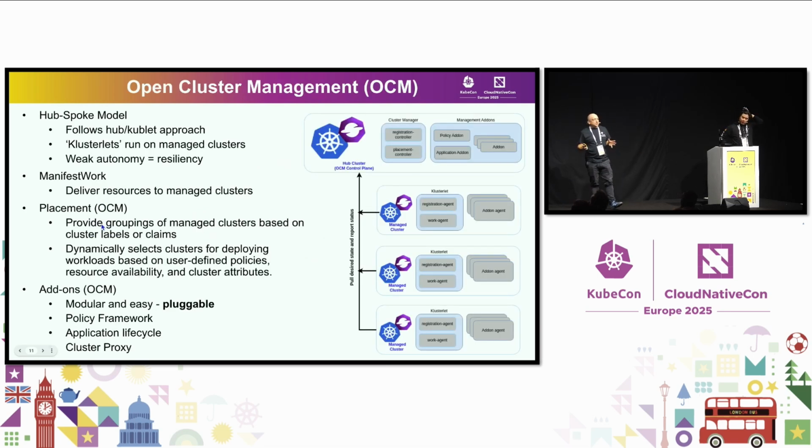What is Open Cluster Management? Very high level, obviously we could go much deeper, but it's a hub and spoke model deployment, right? So we follow the hub and kubelet approach. They name them clusterlets, which I thought was cute. It's something that runs on the managed clusters, and it gives us a weak autonomy, so we get resiliency. If there's a network severance or something like that, we are able to remain running without losing what's happening on your managed clusters. Our implementation of work we call manifest work. That's, as Ryan said, how we deliver resources to the managed clusters.